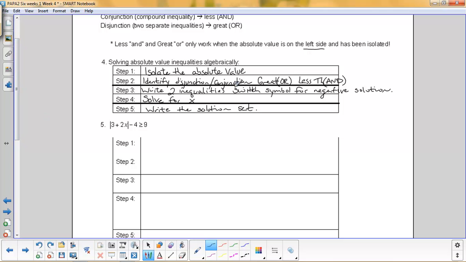Alright, here we go. Step 1 is to isolate, so we get 3 plus 2x greater than or equal to 13. Add 4 to both sides. Now we will identify this as greater, so this is going to be a disjunction. Step number 3, write the two separate inequalities. 3 plus 2x greater than or equal to 13. 3 plus 2x less than or equal to negative 13.